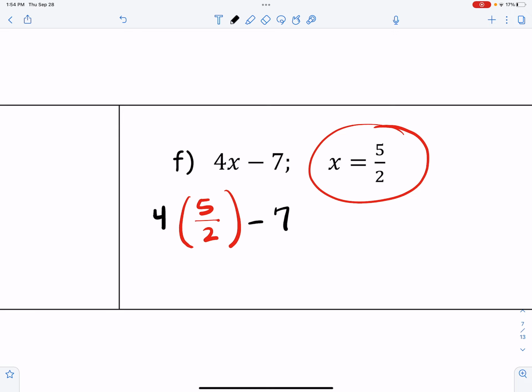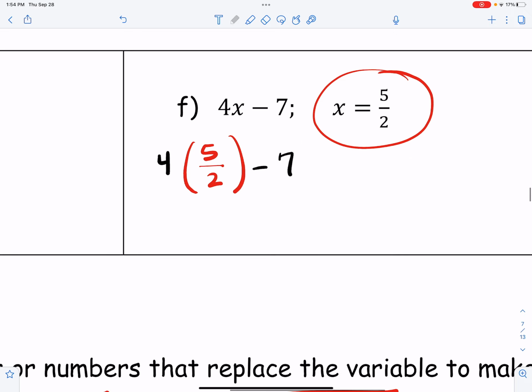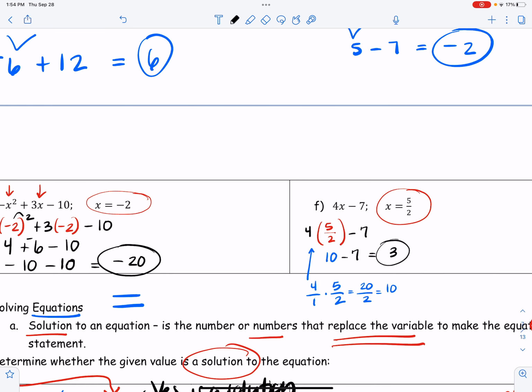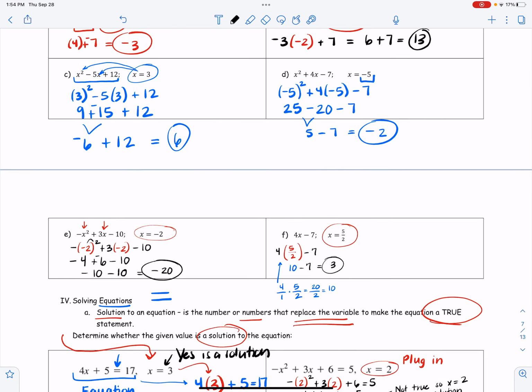minus 7. Now, always be careful when you're dealing with fractions. This is like 4/1 times 5/2. Multiply across the top and across the bottom, and that lets me know this will simplify to 10. So this becomes 10 minus 7 and evaluates at 3. So evaluate just means plug in the x and get the numerical value.